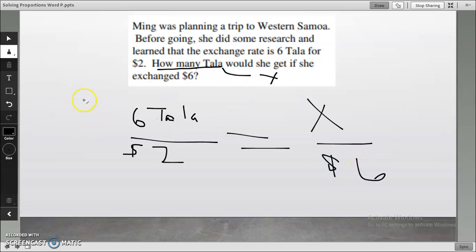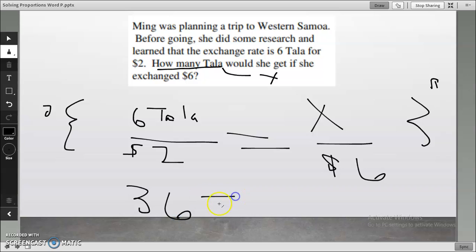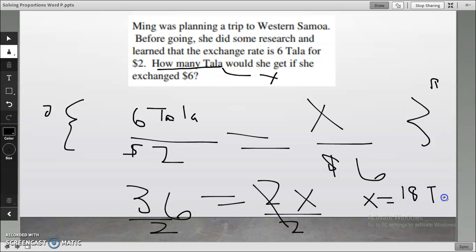So again, here is my original. Here is my new over here. My tala is up top, my dollar's up top. And so I know that everything is together. So 6 times 6 is 36. 2 times x is 2x. Divide both sides by 2. And I get x is equal to 18 tala. How many tala would she get in exchange for $6? She'll get 18.